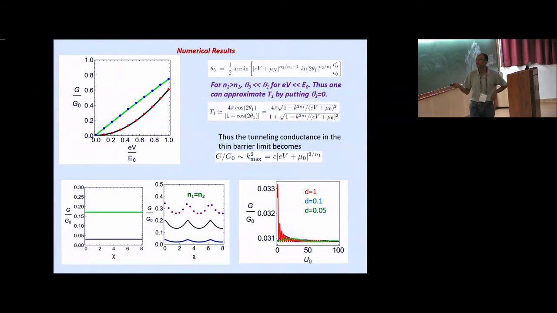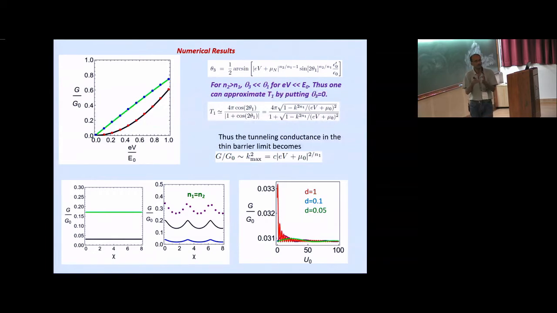We just keep independent values of U naught and D. And essentially we find that for different values of D, this oscillation starts developing. So there are extra oscillations if you are not in the thin barrier limit. But this amplitude of oscillation for a wide range of D and U is very, very small. That's much smaller compared to the oscillations you have for N1 or N2.